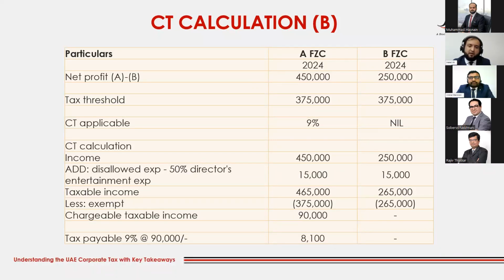Over this income, we would apply 9%, and company A would have a net tax payable of 8,100. Whereas for entity B, the taxable income is below the threshold limit, so there would be no chargeable taxable income.